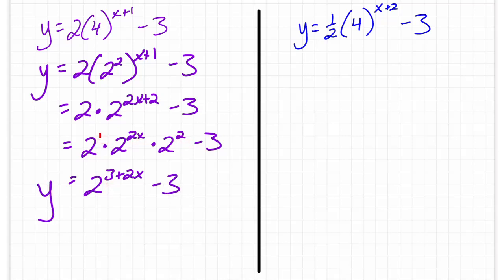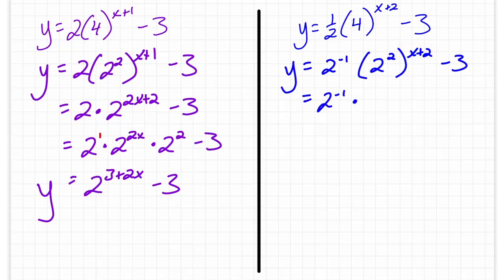Now I'm going to show you how over here on the right-hand side I can get the same thing. So first, let's change that 1/2 to be 2 to the negative 1 power. And I'm also going to change the 4 to be 2 squared to the x plus 2 with that minus 3 out there. Same thing as before. I can distribute that 2. So I'm going to have 2 to the negative 1 times 2 to the 2x plus 4 minus 3.